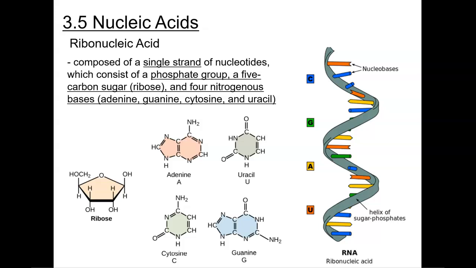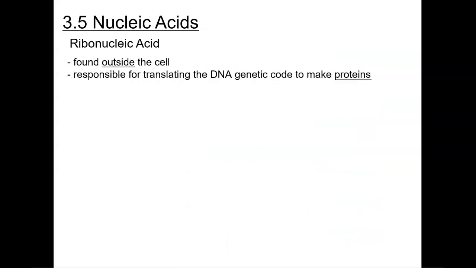Ribonucleic acid is going to be your RNA. That's composed of a single strand of nucleotides, which consist of a phosphate group, a 5-carbon sugar, but in this case it's going to be ribose instead of deoxyribose, and 4 nitrogenous bases. So you have adenine, guanine, cytosine, and this time uracil instead of thymine. RNA is going to be found outside of the nucleus of the cell. It can come in and make an mRNA strand, but it's going to exit the nucleus and go into the cytoplasm in order to build proteins. So it's responsible for translating DNA genetic codes to make proteins.